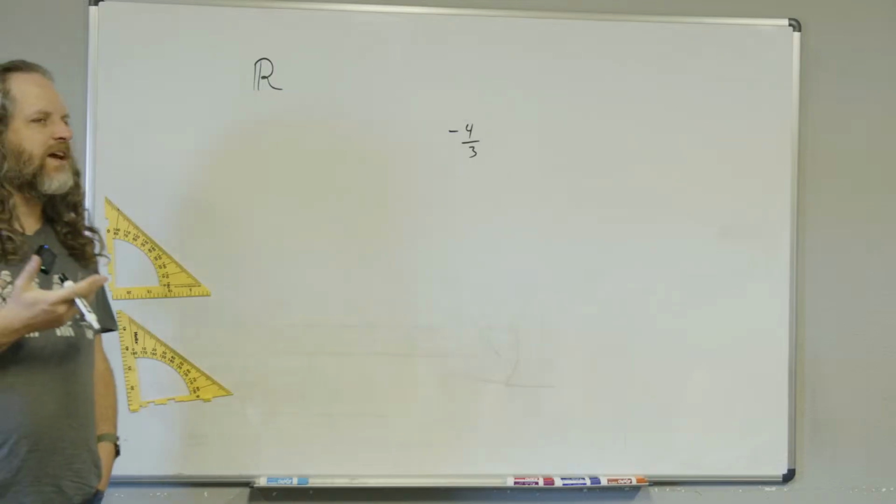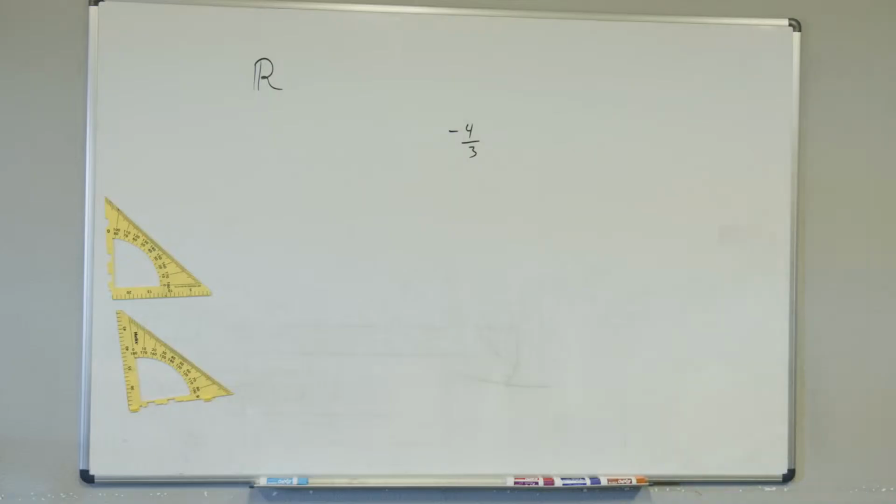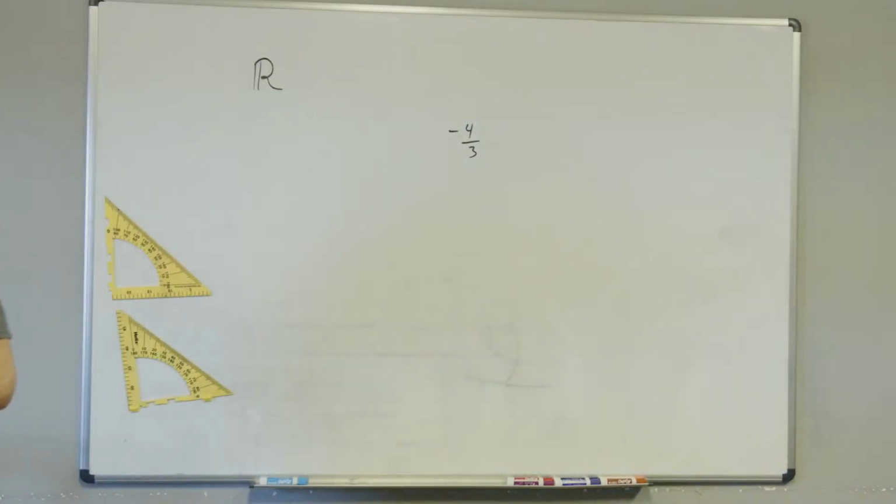Positive, negative, but that's not really a test for a rational number because there's other numbers that fit that. Integers also fit that, right? What specifically makes it a rational number? It's a fraction. It can be written as a fraction. Great.